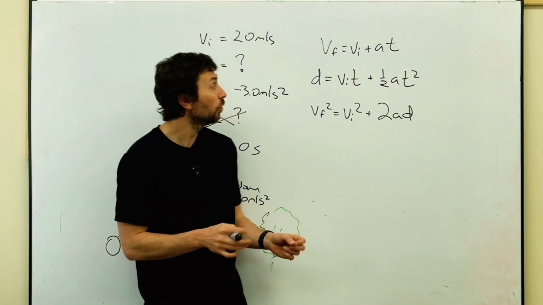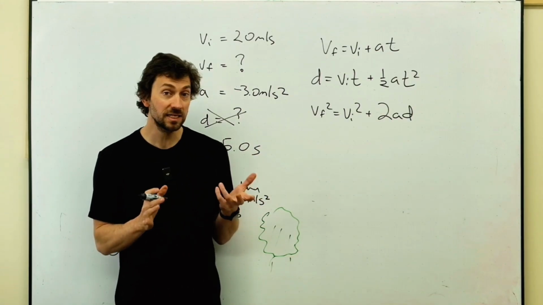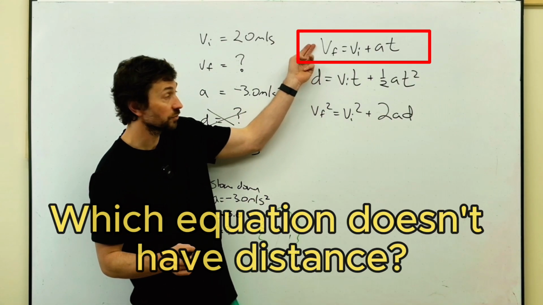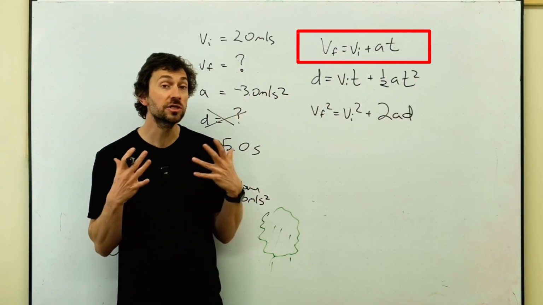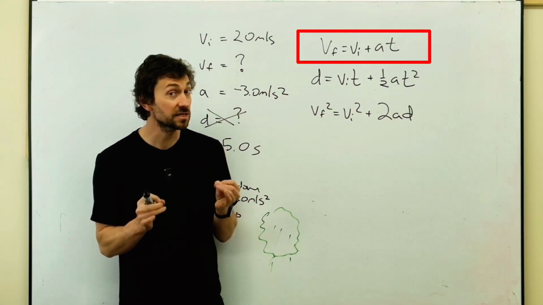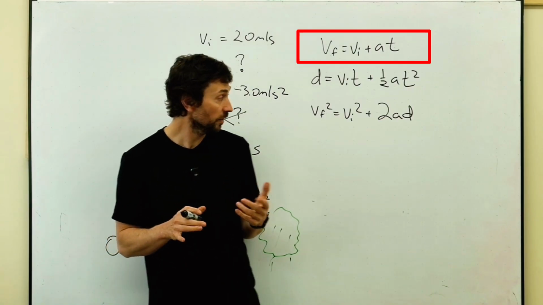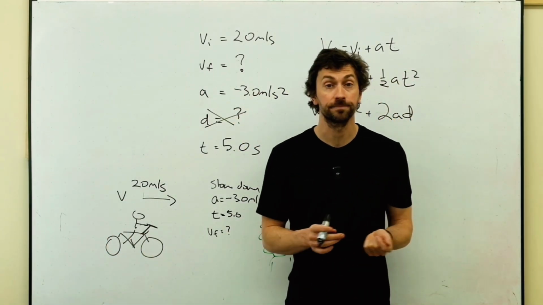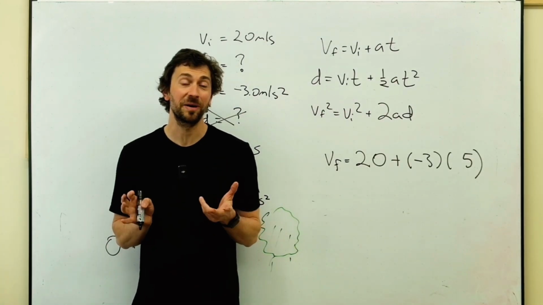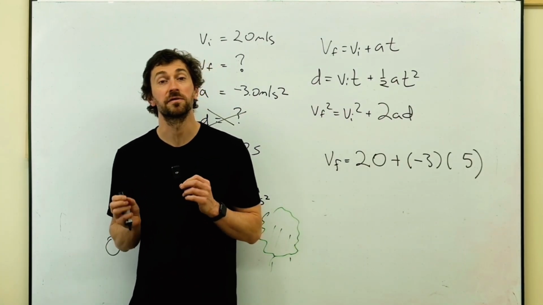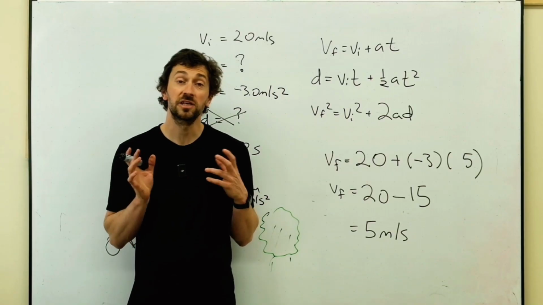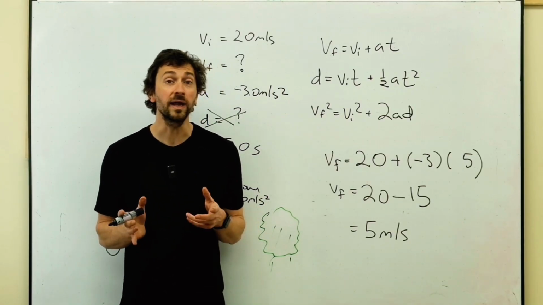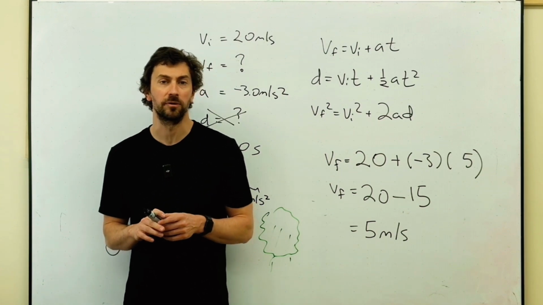So I write down my 5 variables, and the one I don't care about is the distance. So I go look at my equations, and I say which of these is the right one to choose. And it's the first one. That's the equation that uses the variables that I need and doesn't have distance in it. So let's take these variables and put them into the equation. I get VF is 20 plus negative 3 times 5. So VF is going to be 20 minus 15, or 5 meters per second. Great.